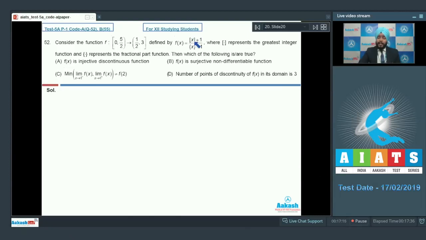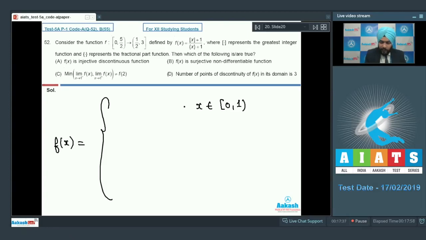Students, we know that the greatest integer x changes its value at every integer. We know that the fractional part x repeats its value after every integer. So let us analyze this function from 0 to 1 separately, 1 to 2 separately, and 2 to 5 by 2 separately. When x belongs to 0 to 1, greatest integer x is 0. So the numerator is 0 plus 1, that is 1, divided by the fractional part x, which is x minus 0, plus 1, so x plus 1.